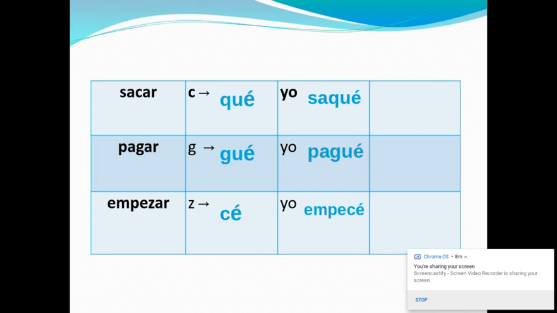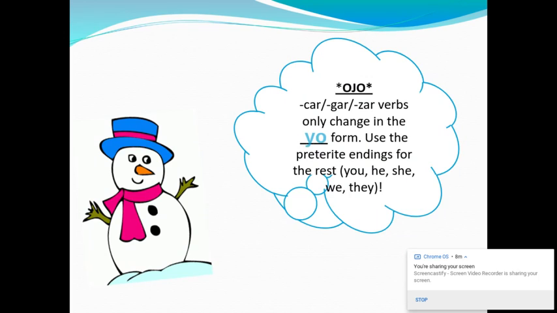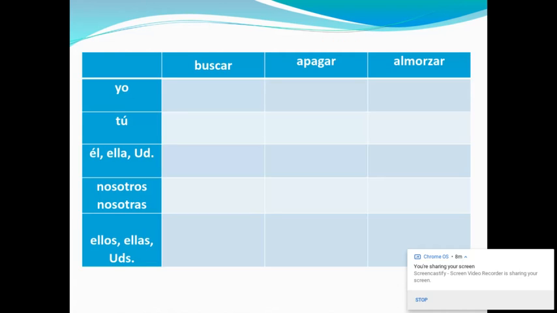So we just have this minor spelling change only in the yo form because we know AR verbs in the preterite, yo, end in an E. So we have to have this change. I took out, I paid, and I began. Okay, so again, car, gar, zar verbs only change in the yo form. We use the preterite endings for the rest.